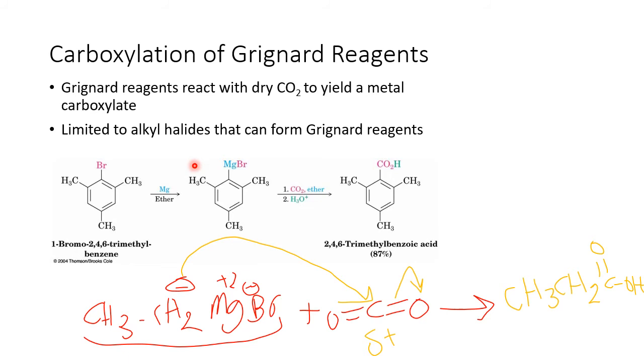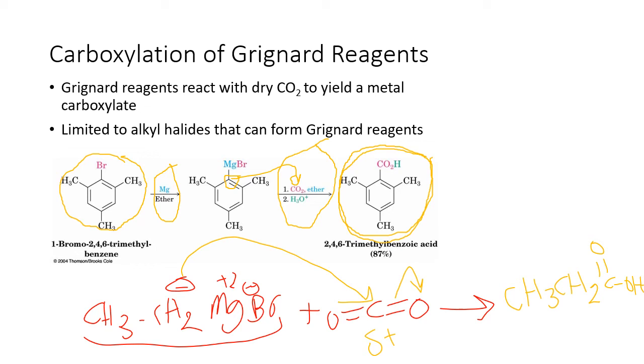Because here we have magnesium bromide and we have an alkyl group. So the negative charge is on this carbon. This carbon has a negative charge, which is attached to the magnesium. This can do a nucleophilic attack on carbon dioxide, and you can generate benzoic acid. So you can make benzoic acid from this bromobenzene compound through the formation first of the Grignard reagent, and then the second step, addition of carbon dioxide.